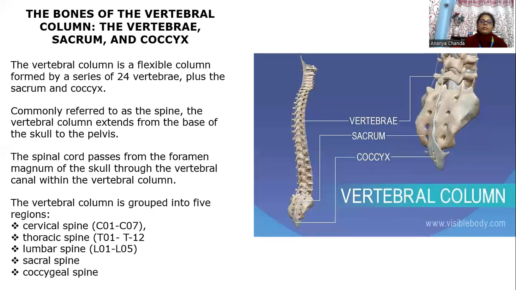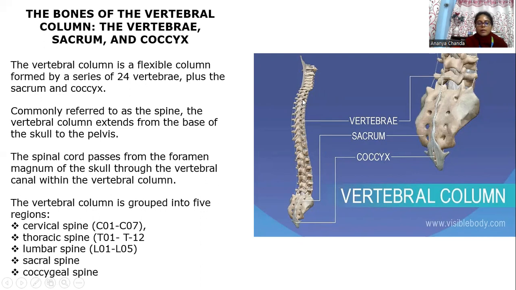The bones of the vertebral column: the vertebrae, sacrum and the coccyx. The vertebral column is flexible. So these are the vertebrae, which include the sacrum and coccyx. So 24 vertebrae bones are there. It is commonly known as what?